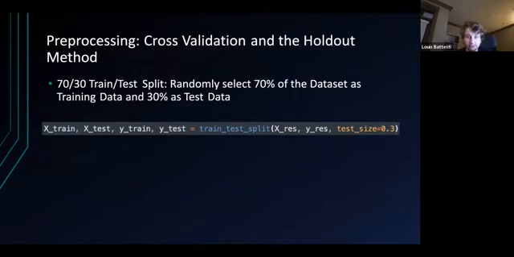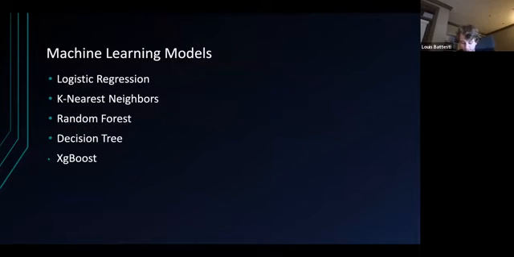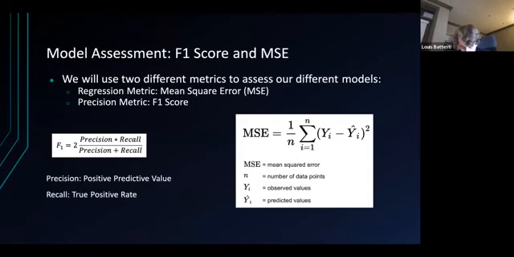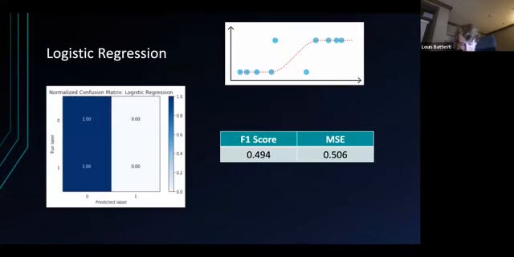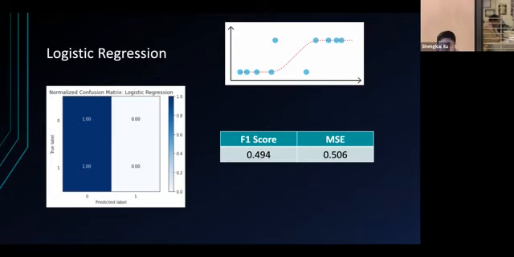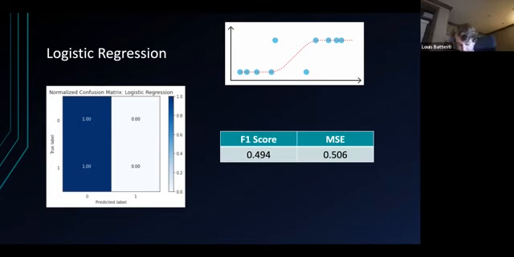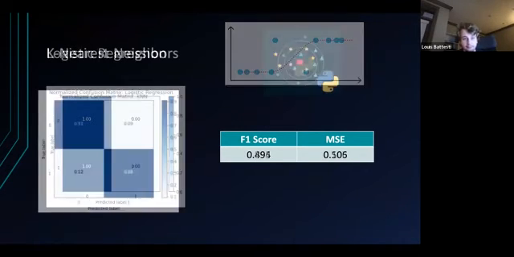Here are the classification models we trained: logistic regression, k-nearest neighbors, random forest, decision tree, and XGBoost. We'll use F1 score or MSE to assess our models. For the logistic regression, we can see that our results are not satisfying at all, and this model is of no fit for our kind of problem.